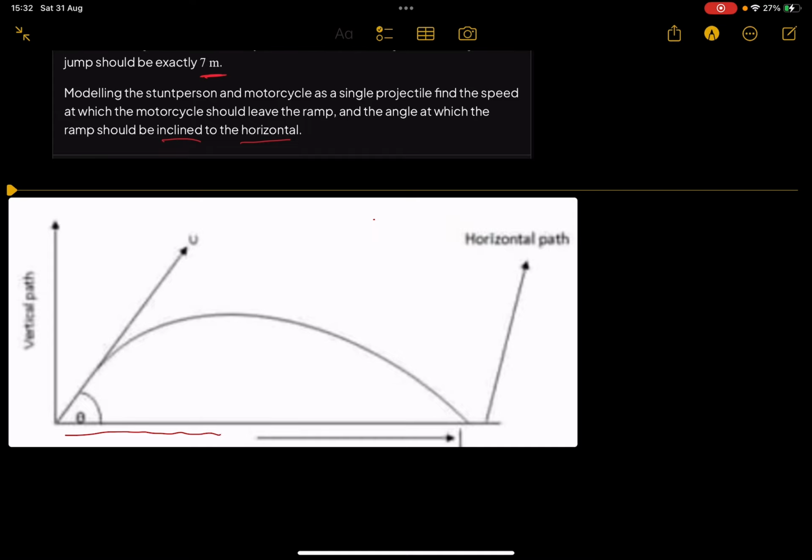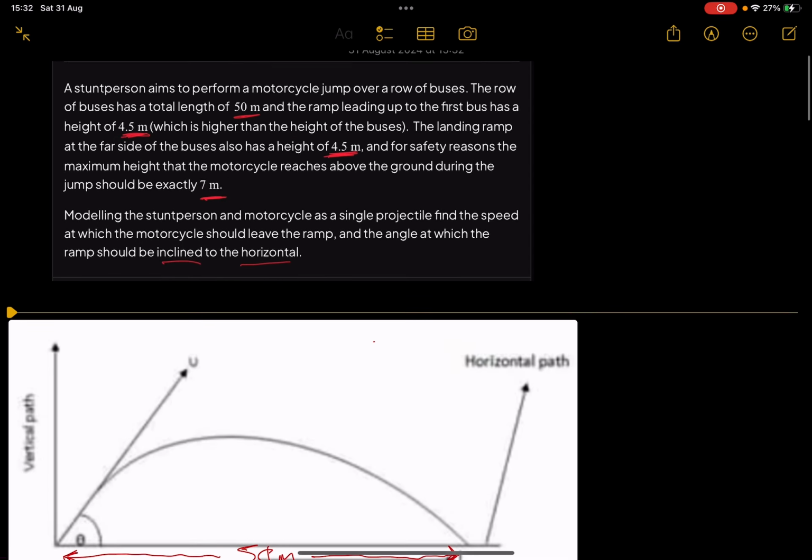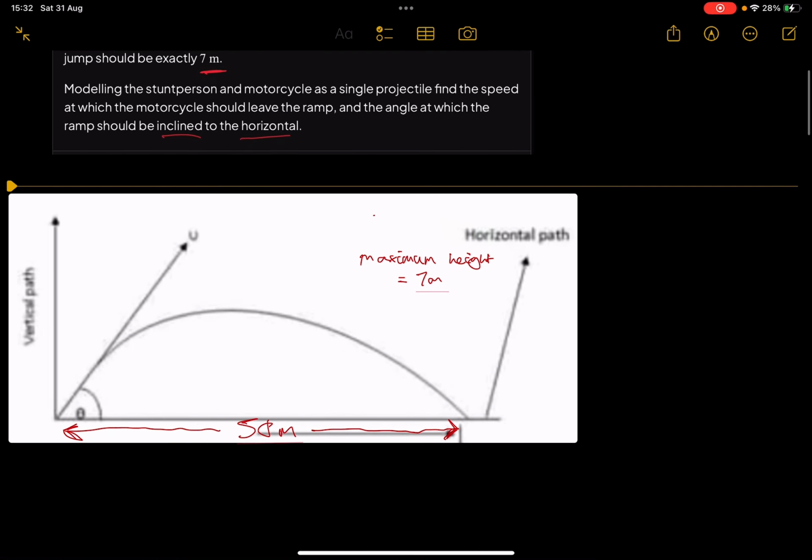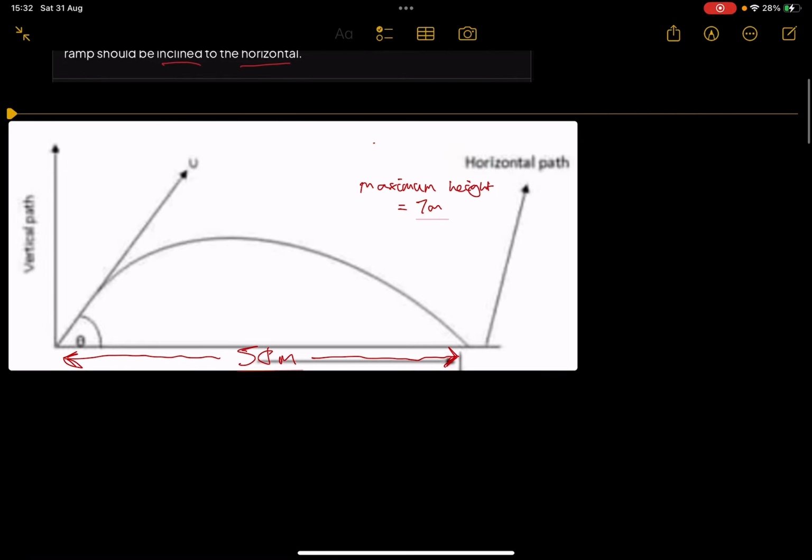So this has to be 50 meters. And maximum height, 7 meters. If you want, this total displacement would be 7 meters minus 4.5, so it's 2.5 meters.